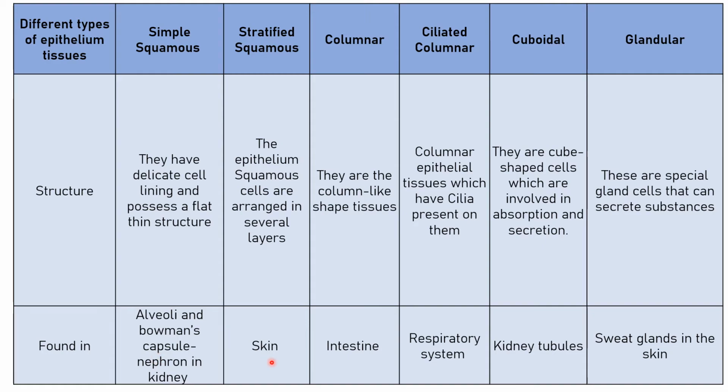Then stratified, skin, right? Then columnar, intestine; ciliated, respiratory system, as well as we have done, that is fallopian tube or ovary duct. Okay, if you don't write fallopian tube, if you write ovary duct, then it's fine. Okay, then cuboidal, kidney tubules, right? Very important points. And glandular, sweat glands in the skin.